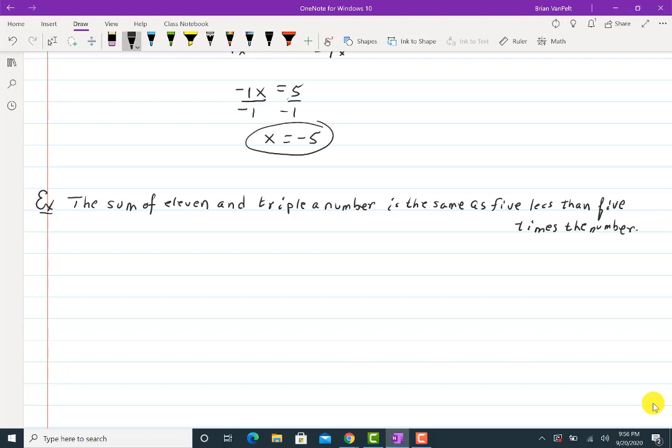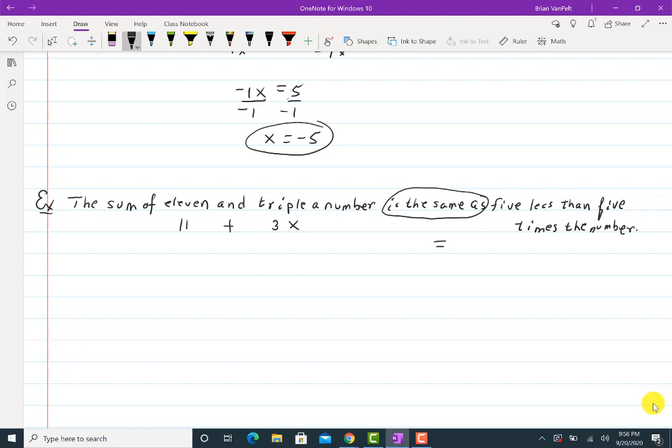So this one was too far for me to keep it on one line, but lucky enough, the is the same as is right here. Underneath that, I will put my equal sign. On the left, I have the sum of, that means addition, of course. What are the two things that I'm adding? It says the sum of 11 and triple a number. So 11 is easy, but triple a number is 3x, and I'll put my sum between them. So the sum of 11 and 3x, there we have that.